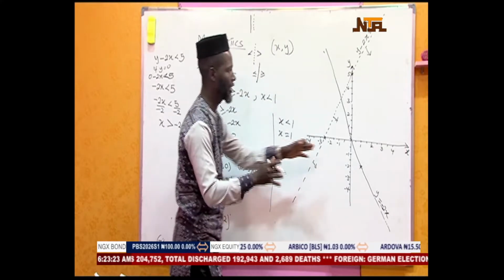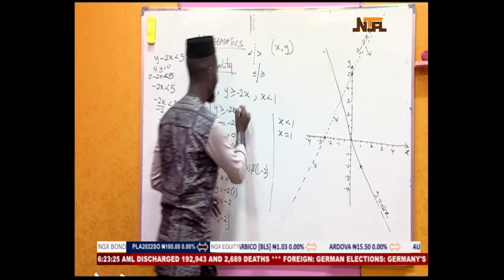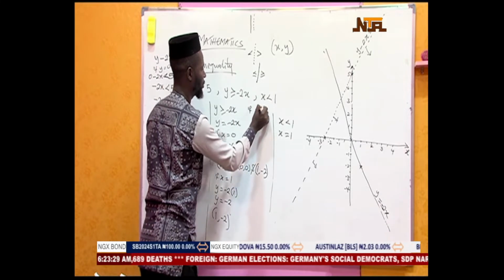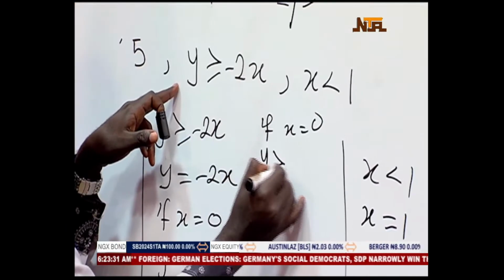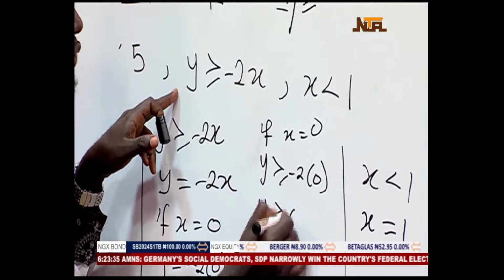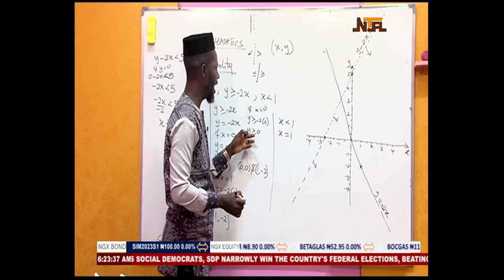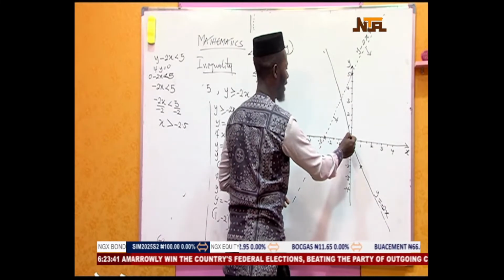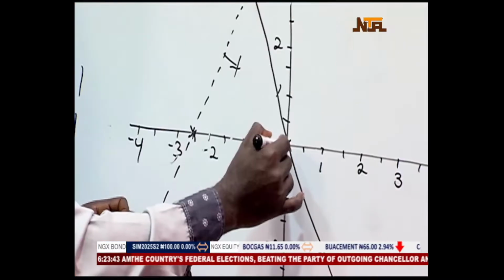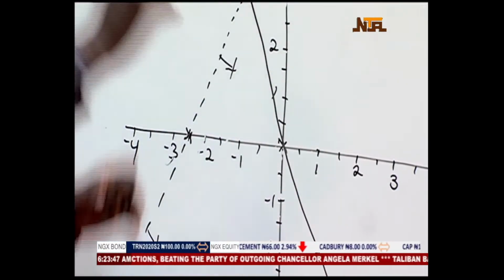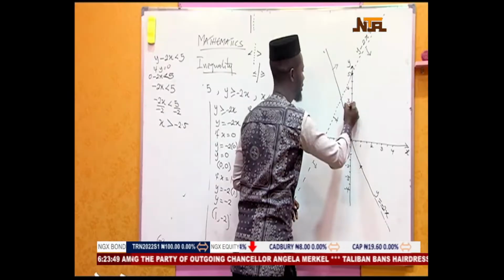Now, where is going to be shaded, where is going to be our solution side? Let's go back to this place. Now, substitute that if our x is equal to 0, so we have y greater than or equal to minus 2 into bracket 0. That's y greater than or equal to 0. So that means that we go to where our y is equal to 0, which is the origin. This is where our y is equal to 0. So greater than 0, is it up or down? Greater than 0 simply means up. So which is this side? Just indicate it.